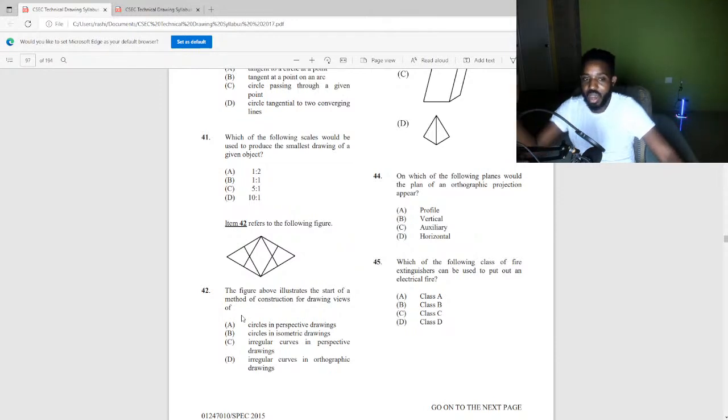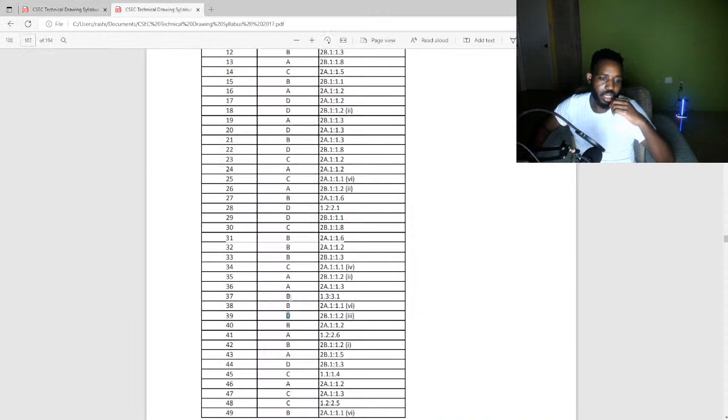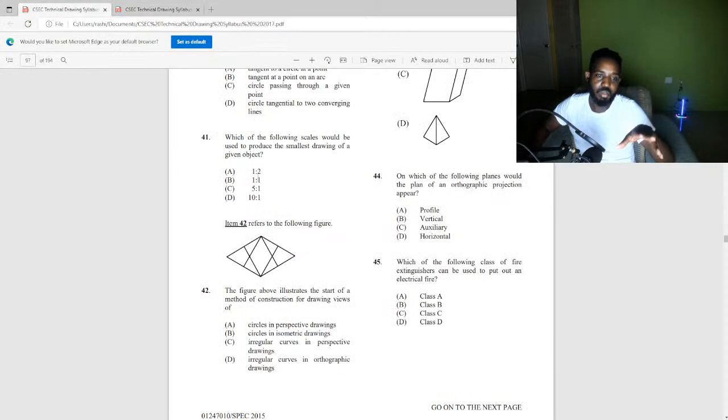So the larger the number on the right, the smaller the drawing. And in this case, A is the only one with 2 on the right, so 41 would be A. Yes, so it is A. Did I just say the smaller the answer? I mean the smaller the drawing.